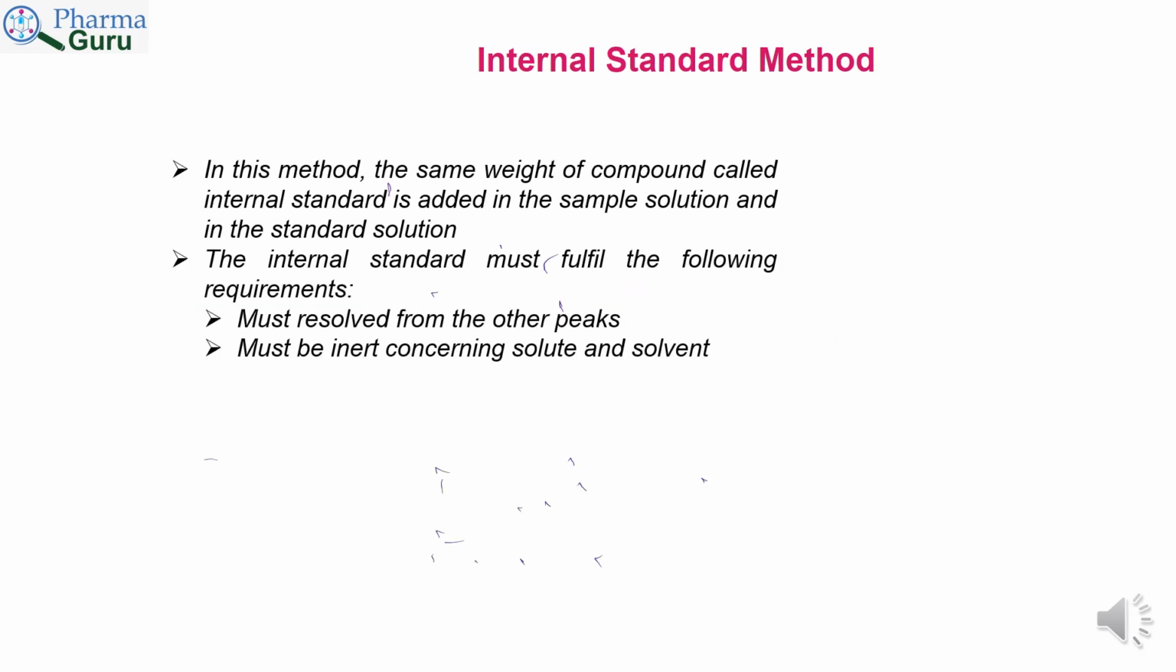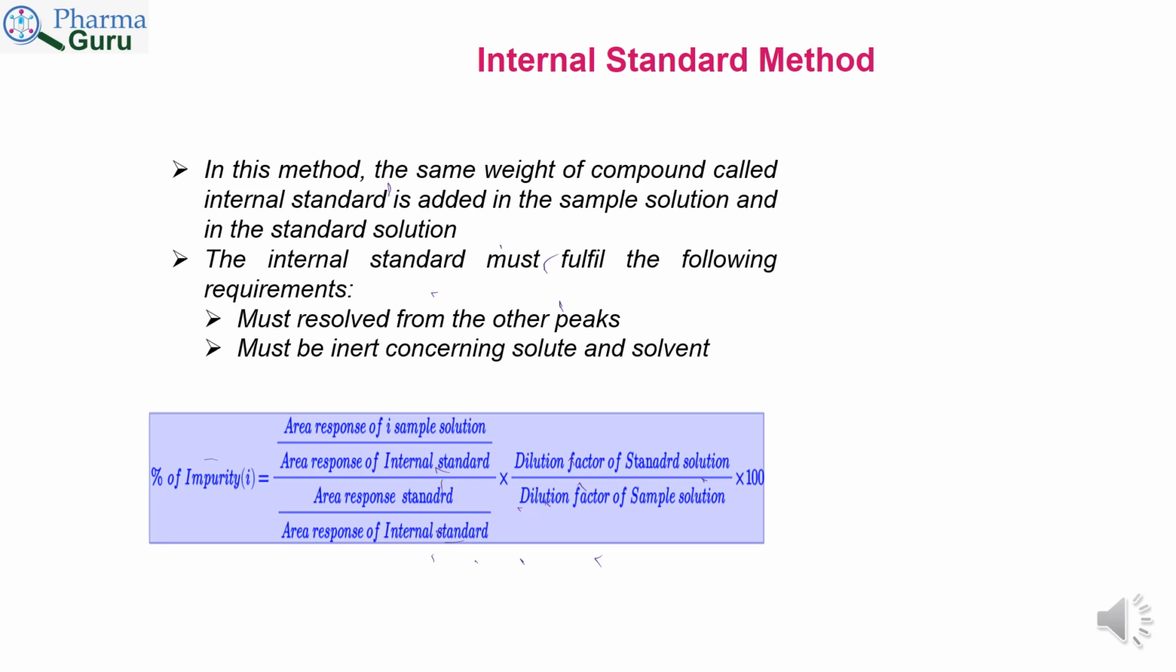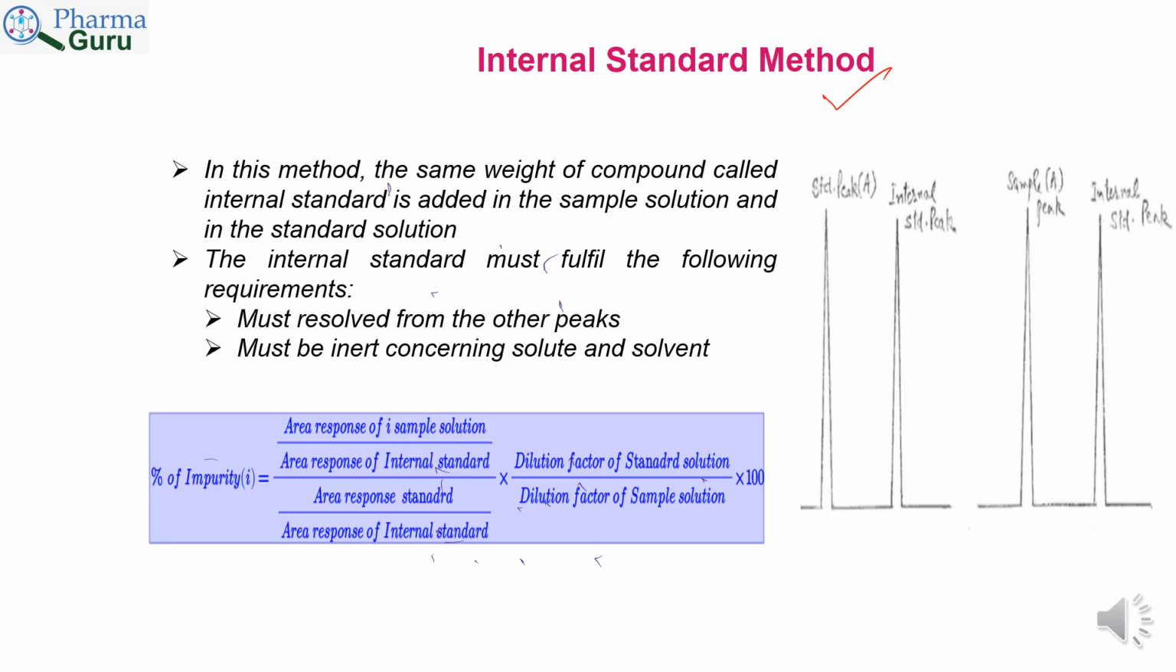Internal standard method. In the internal standard method, a diluent is prepared containing an internal standard having a GC response. Then the sample and standard are prepared in that internal standard diluent and injected in GC. And we get a chromatogram like this.